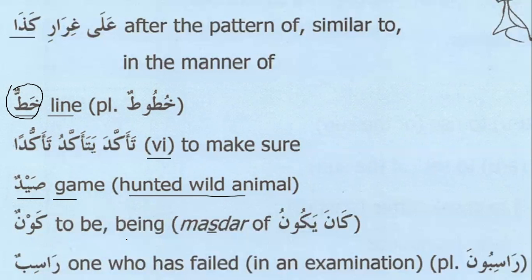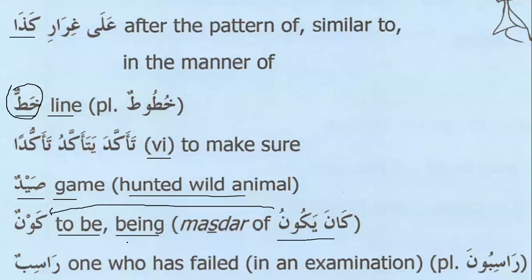And then we have kaunun. Kaunun is basically the masdar of kana yakunu, and the masdar is kaunun, the state of being. Kaunihi fil masjidi, to be or being in the masjid. Rasibun is on the pattern of fa'ilun, someone who failed or who has failed. Rasaba yarsubu fahuwa rasibun, and the plural is rasibuna, on the pattern of fa'iluna.